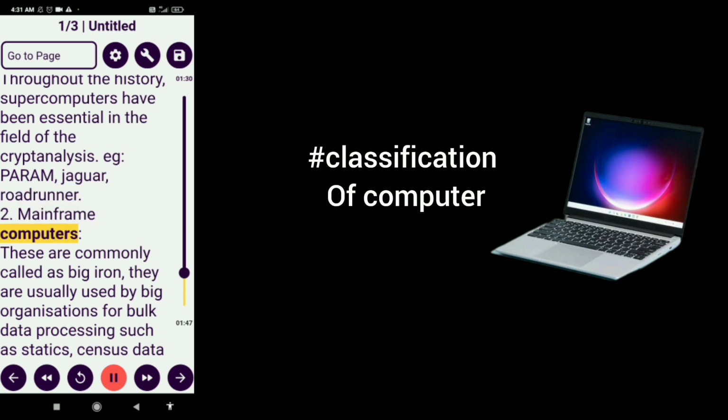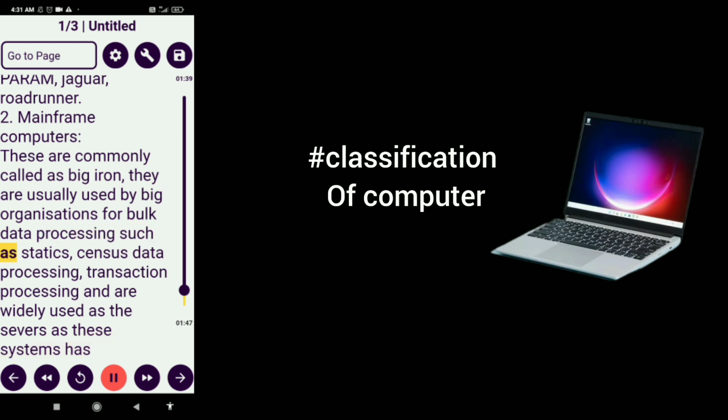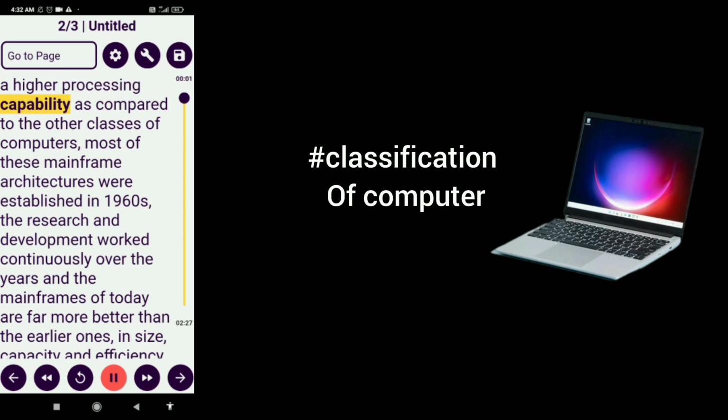2. Mainframe computers. These are commonly called big iron. They are usually used by big organizations for bulk data processing such as statistics, census data processing, transaction processing and are widely used as servers, as these systems have a higher processing capability as compared to the other classes of computers.